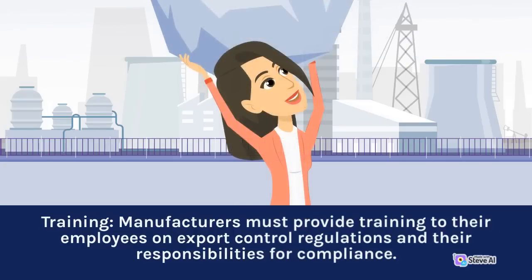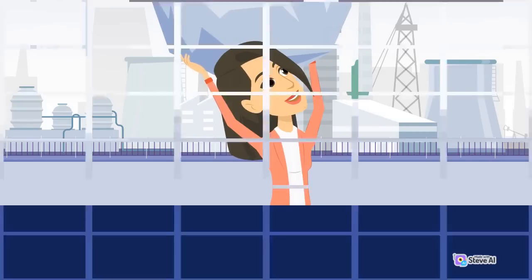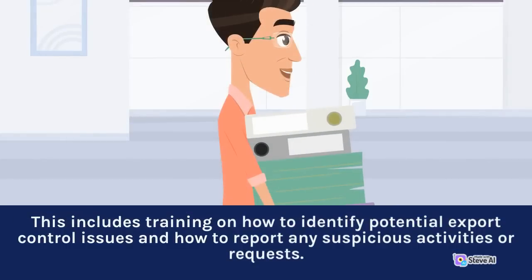Training. Manufacturers must provide training to their employees on export control regulations and their responsibilities for compliance. This includes training on how to identify potential export control issues and how to report any suspicious activities or requests.